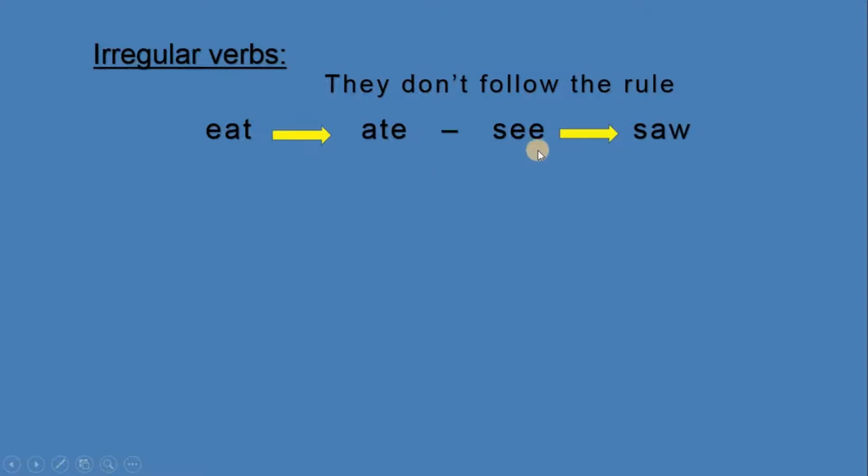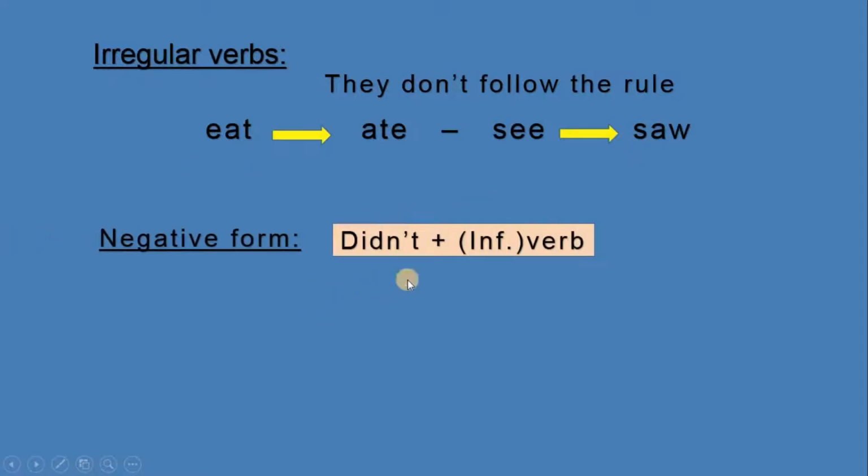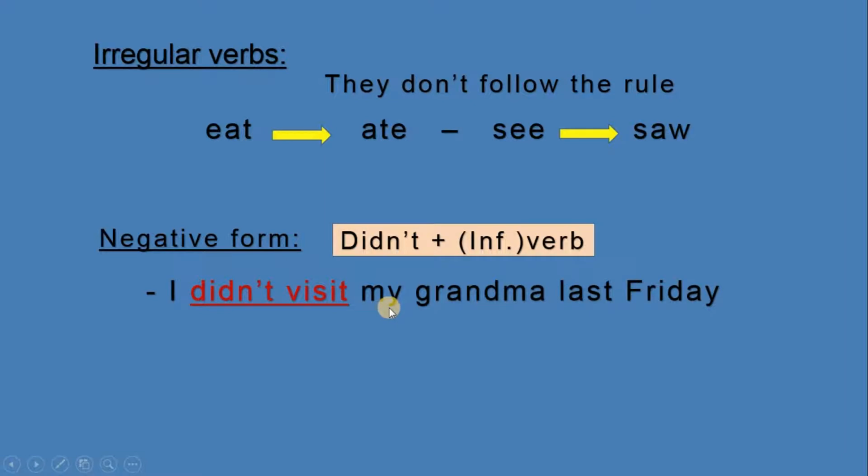Example, eat becomes ate, see becomes saw. The negative form, we use didn't plus the verb in the infinitive form. For example, I didn't visit my grandma last Friday.